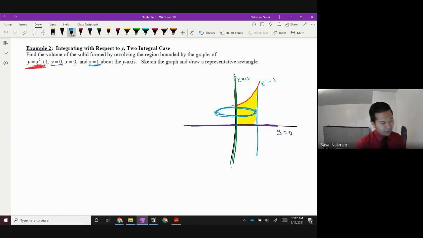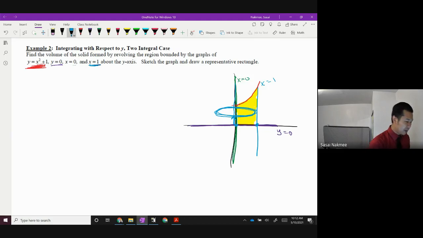Now, here's the thing. Take a look here now. So you have to tilt your head now, right? So now we're going to be doing integrals with respect to y, because I'm going to be going this way. I'm going to be going across the y-axis instead of the x-axis.